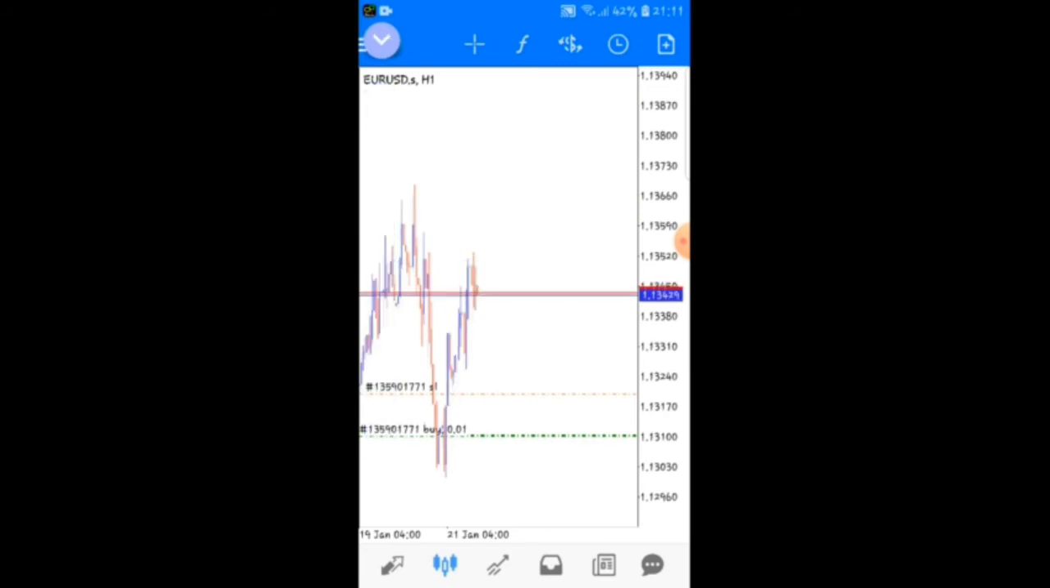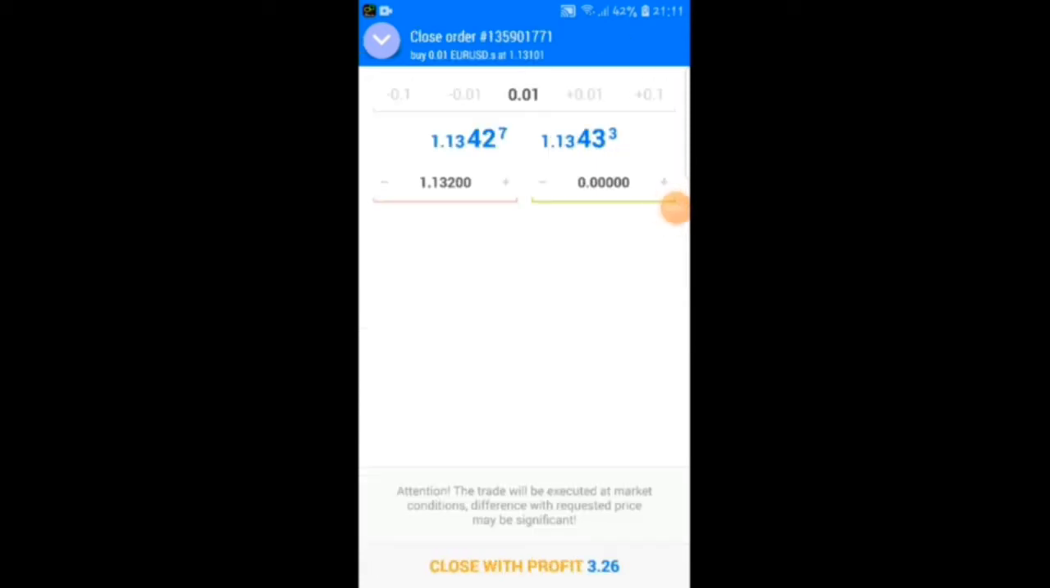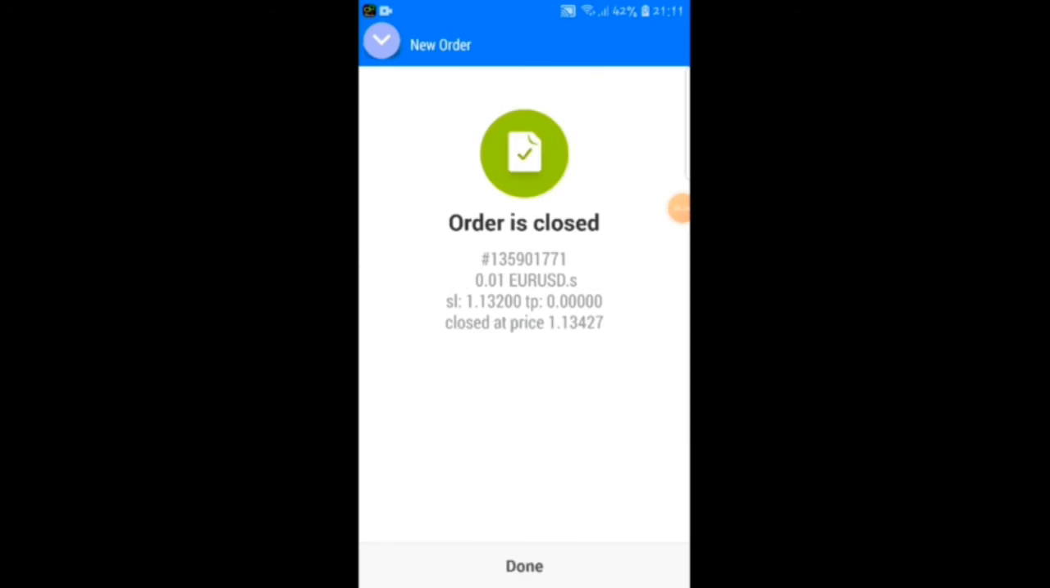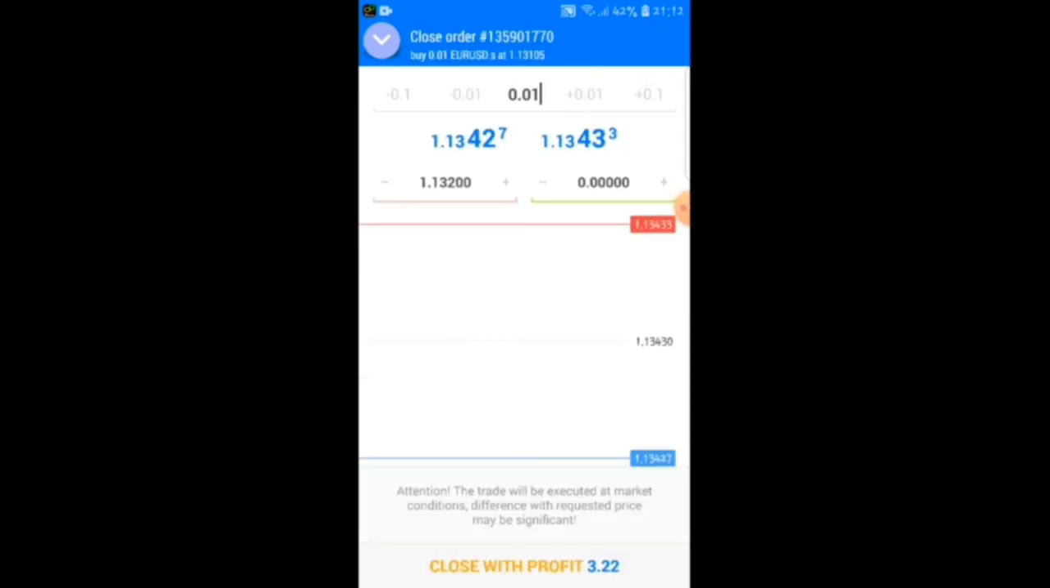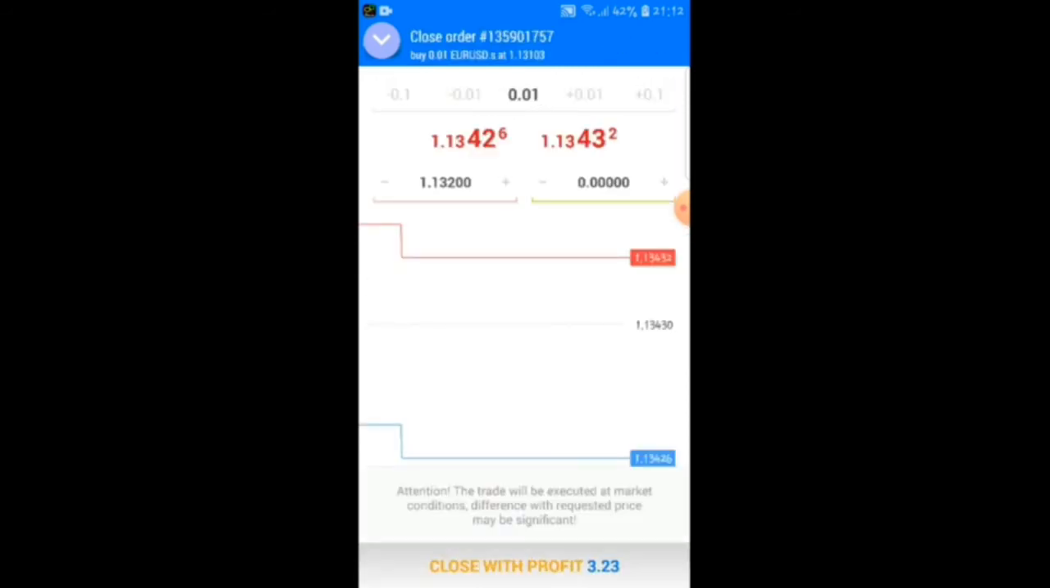So let me just close some of the positions. Let me show you this. You can see from $30 we are now at 128. Because today is Friday, let me just close this. I don't want to maintain this, so that on Monday I will look for new opportunities to trade this account.